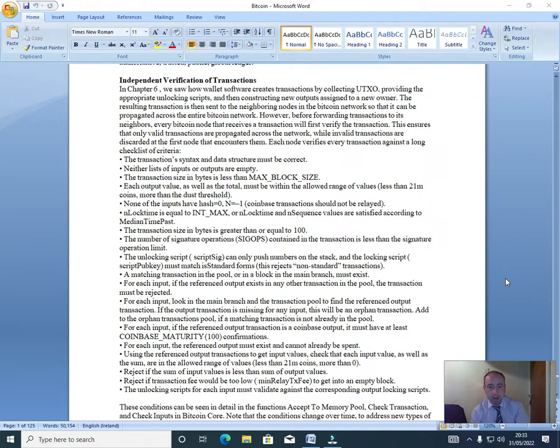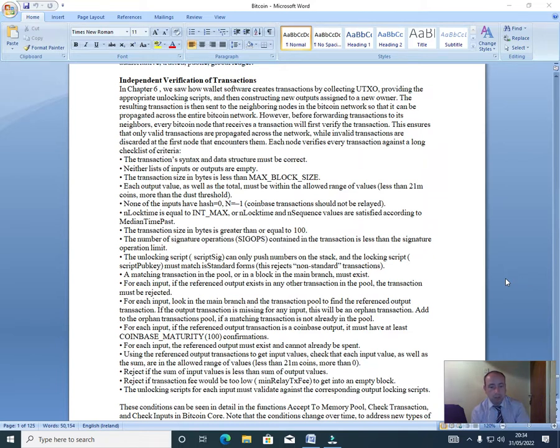This rejects non-standard transactions. A matching transaction in the pool, or in a block in the main branch, must exist for each input. If the referenced output exists in any other transaction in the pool, the transaction must be rejected. For each input, look in the main branch and the transaction pool to find the referenced output transaction. If the output transaction is missing for any input, this will be an orphan transaction. Add to the orphan transactions pool, if a matching transaction is not already in the pool.